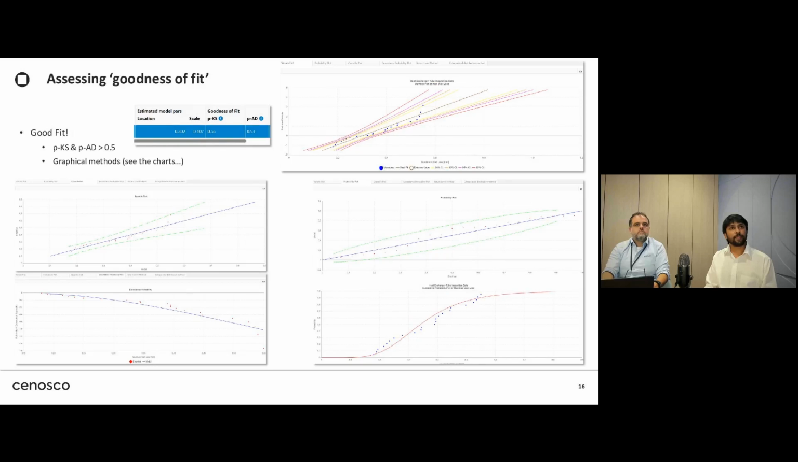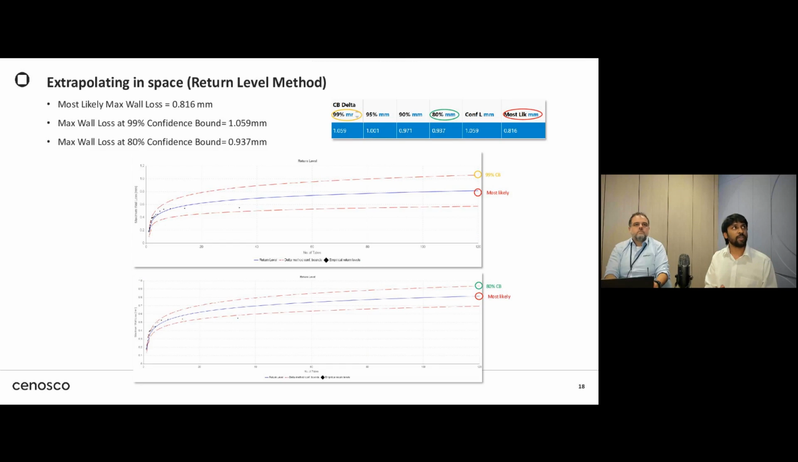Okay, so goodness of fit, we've covered that. The next step would be to extrapolate your results as well. What we have done right now is inspect about 20% of the tubes. Now we'll be extrapolating that to identify the maximum wall losses for different confidence bounds. In this case, a Weibull-level method was used. And as you can see, the most likely wall loss was around 0.816.